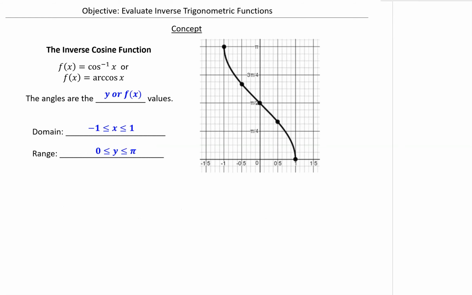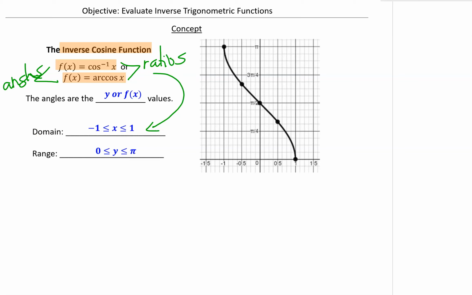here's our cosine. So similarly for cosine, or inverse cosine function, we have cosine inverse of x or arccosine. Our angles are the y values. So again, we have that reverse relationship. Our f of x or y values are the angles, and these x's are the cosine ratios. Remember, like sine, cosine has the same maximum of 1 and the same minimum value of -1. So that becomes our domain from -1 to +1 inclusive.